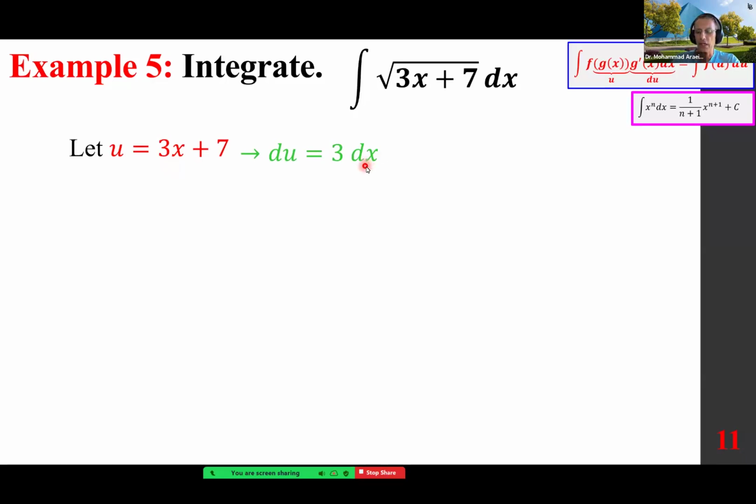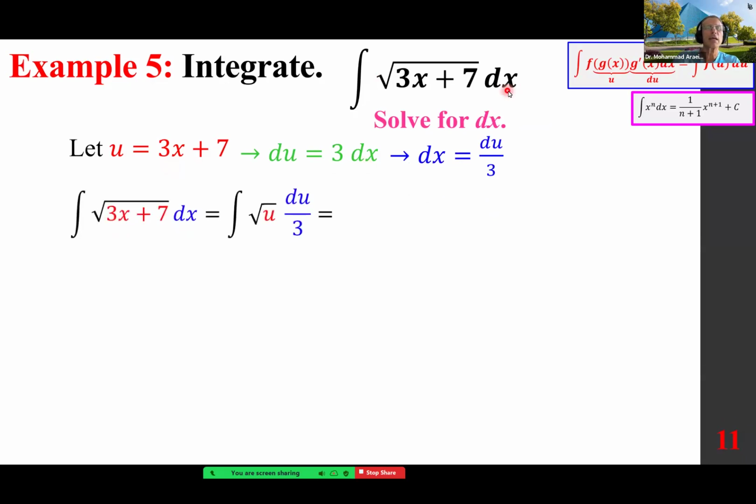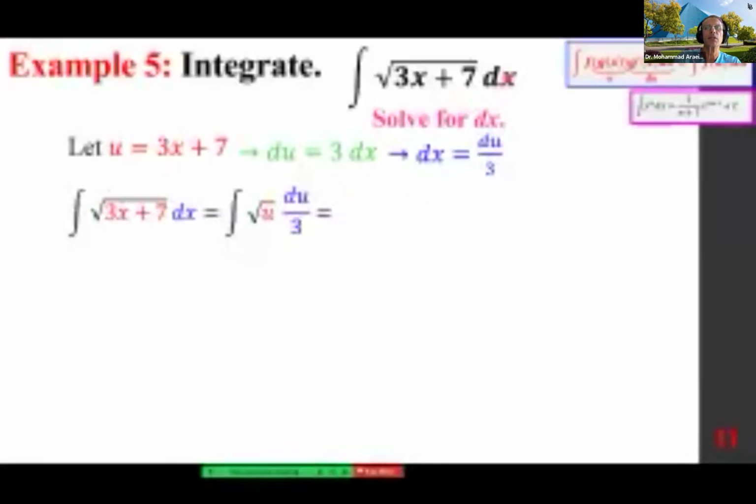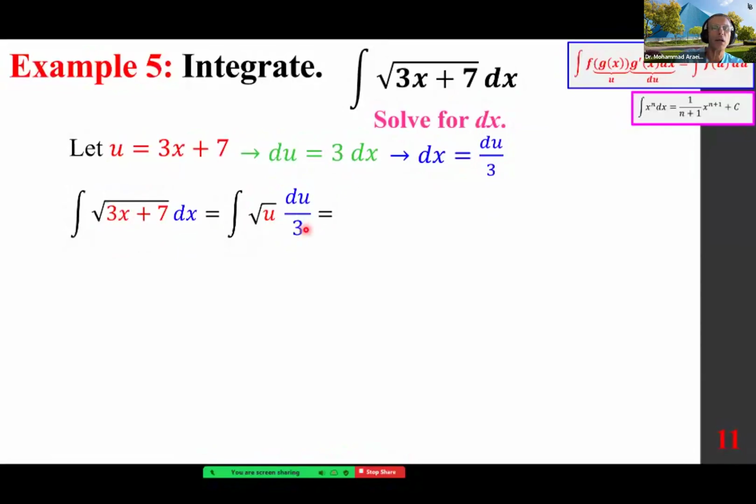So I'm going to solve for dx, which means I'm going to divide both sides by 3, and dx becomes du divided by 3. And now we are going to write it as square root of u times dx is replaced with du over 3. Now this is simple enough, it doesn't make that much of a difference. So I can take the 1/3 out, and square root of u, of course, I'm going to write it as u to the power of 1/2. So it becomes ready for the power. So this is the way most texts do.